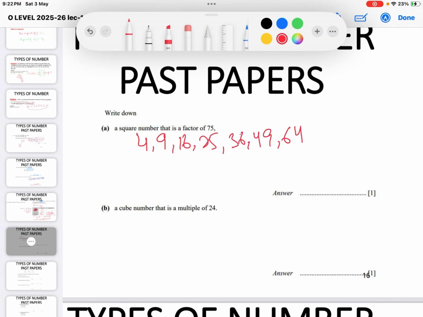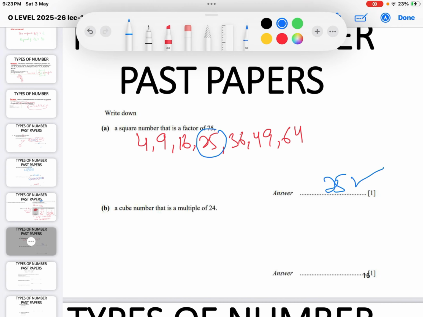So we need to find the factor. What is a factor? It divides with 0 remainder. If I solve using 75 divided by 4, it's not possible. 75 divided by 9, again not possible, 16 also not, so we have 25. 75 divided by 25 will be 3, so this means that the correct answer will be 25. So this will be our final answer.